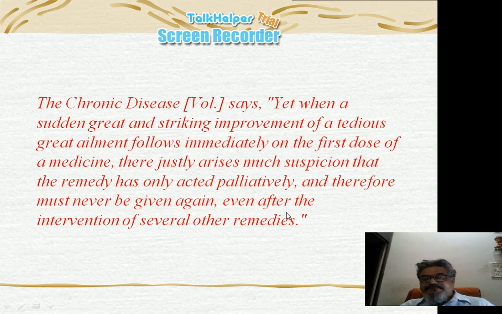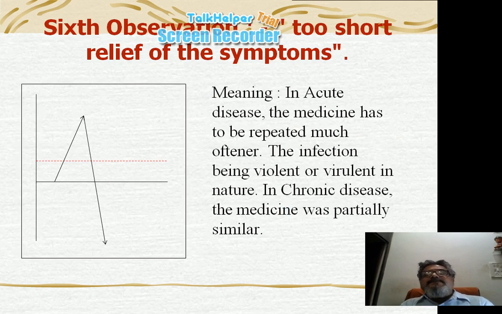Now, the sixth observation. These are all the states when you have to repeat the potency, repeat the same remedy in a lower potency. Too short relief of symptoms is the sixth observation. In acute disease, the medicine has to be repeated much oftener. In chronic disease, the medicine is partially similar. Straight written. Acute disease, you may repeat. Chronic disease, medicine is partially similar, when too short relief of the symptoms is noted.